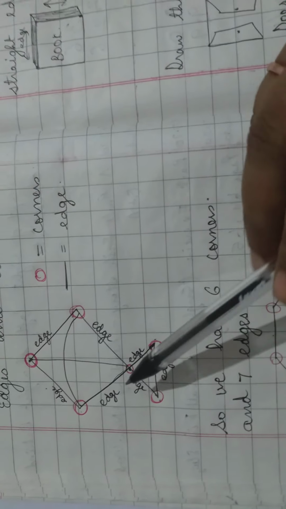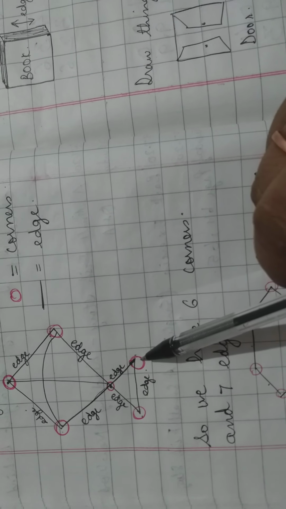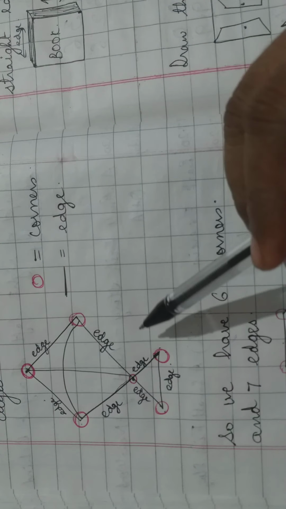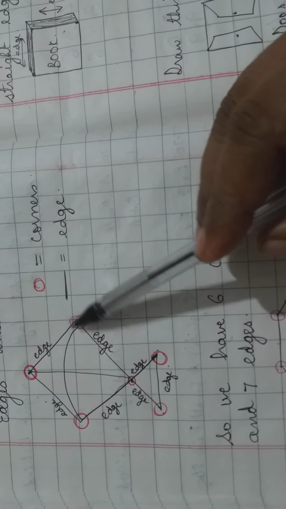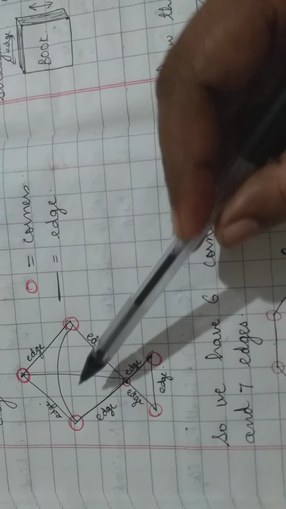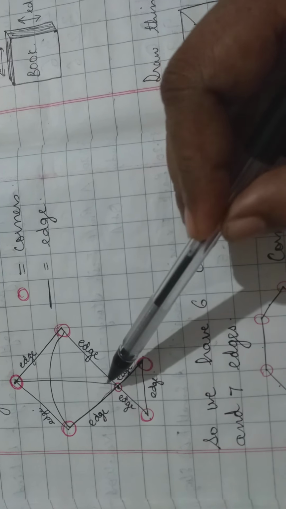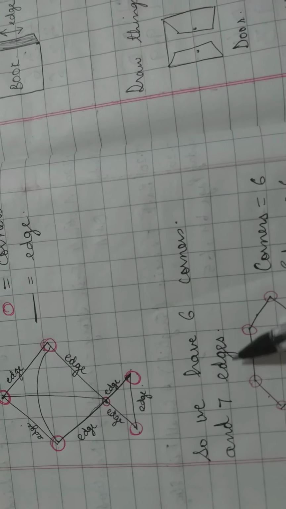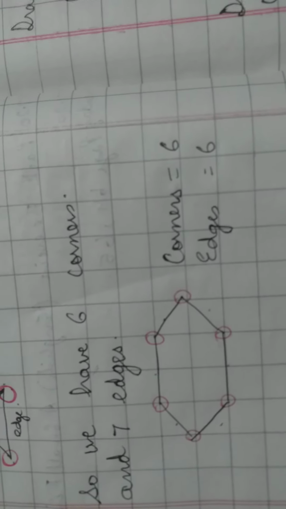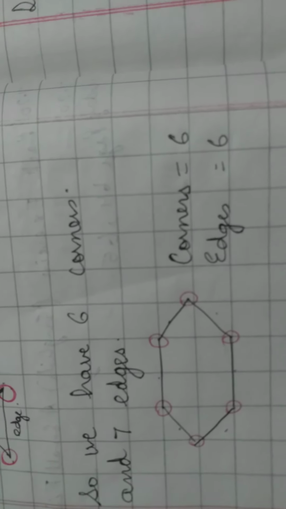See, I have drawn a kite here, and all the red points, red circles I have made are showing that two lines meet there, and they will be the corners. So let's just count 1, 2, 3, 4, 5 and 6. So we are having 6 corners, and edges will be 1, 2, 3, 4, 5, 6 and 7. So we are having 6 corners and 7 edges. Another figure here. This is a simple one. Now count for yourself. See, corners are 6 and edges are also 6.